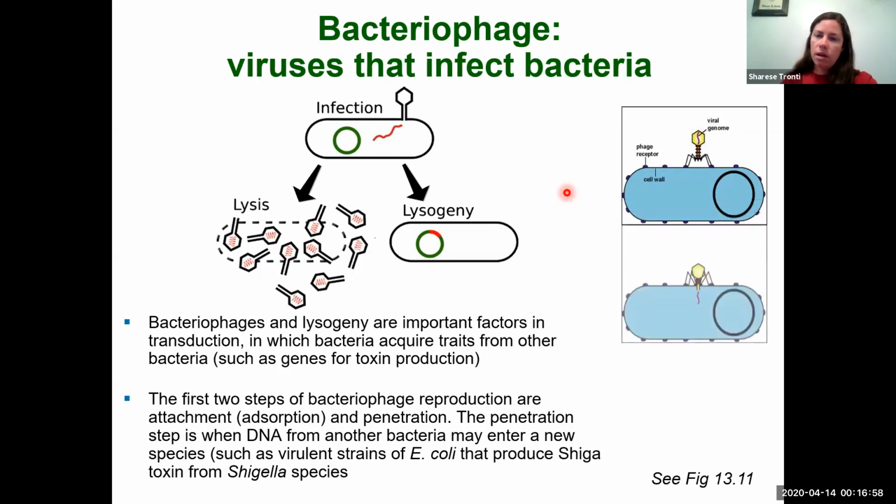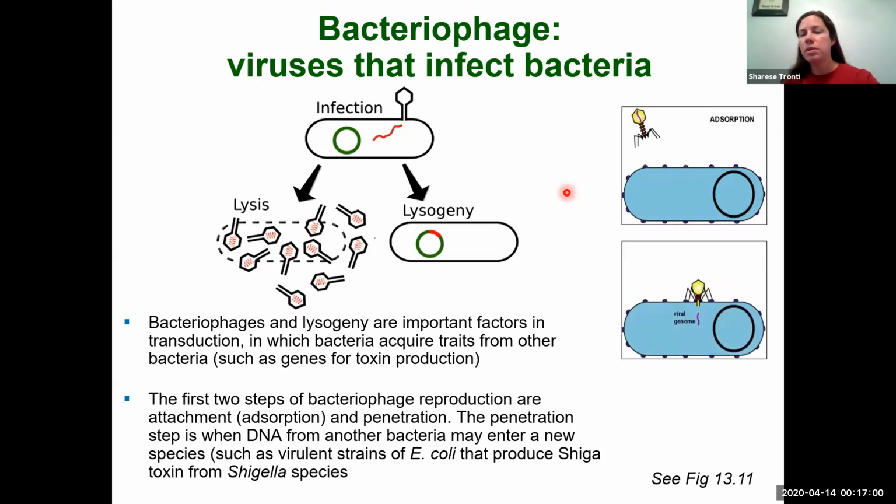Now, the first two steps are always going to be the same regardless of which direction we're going. The first two steps will always be attachment. This is what we're seeing here in this clip. It's going to attach to the cell using its adhesions, and penetration. So that is how the genetic material will enter into the cell.